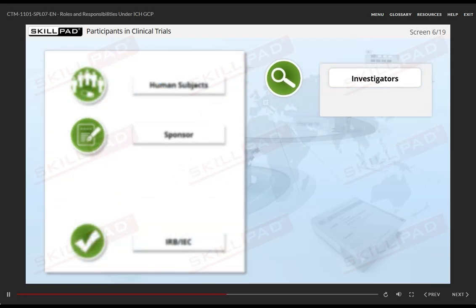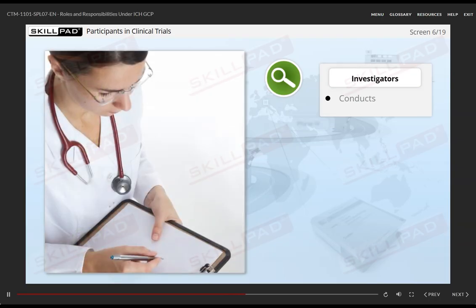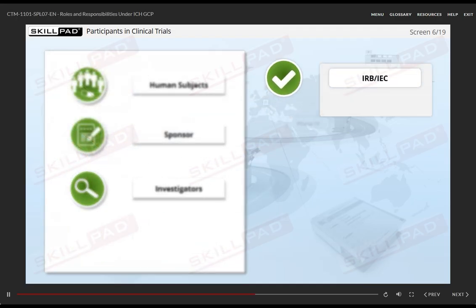An investigator is an individual who is qualified through training and experience to conduct a clinical trial. Examples are physicians, pharmacists, and nurses. An institutional review board or independent ethics committee examines the ethical issues associated with a proposed clinical study. Its purpose is to ensure that the rights, safety, and well-being of trial participants are protected.